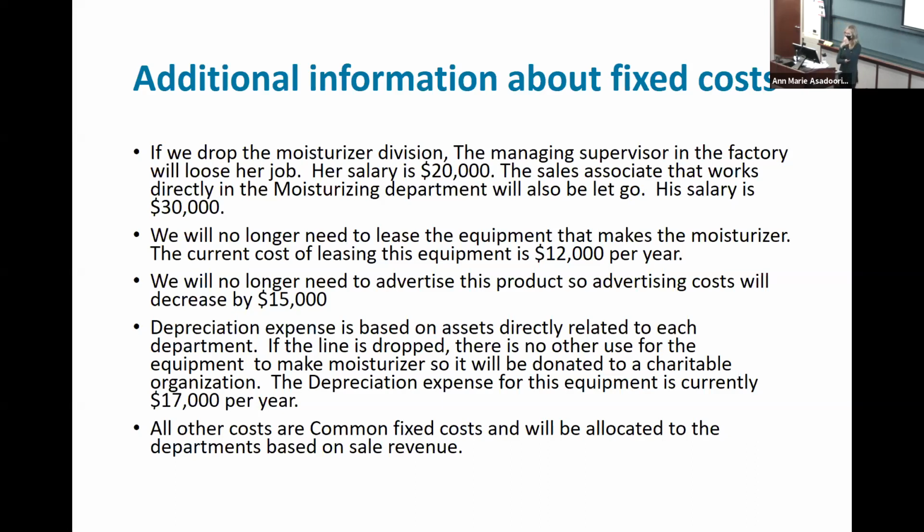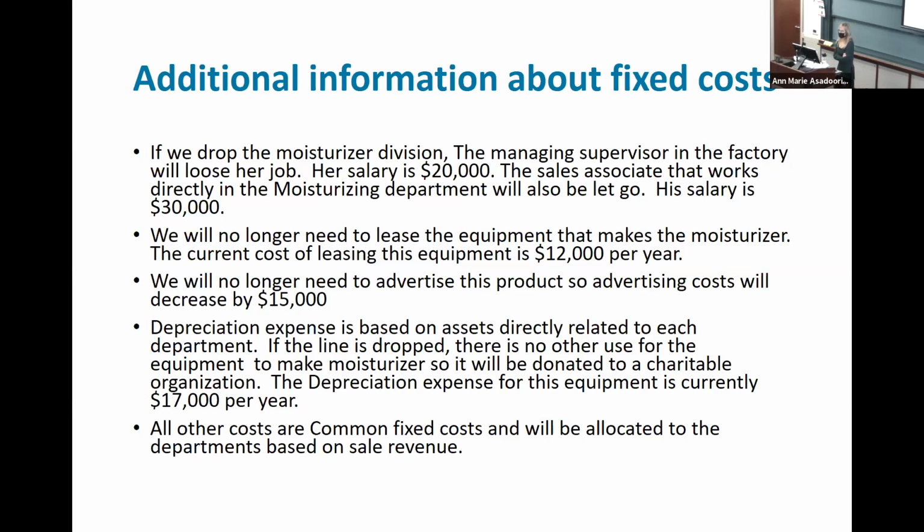Eliminate it. All right, so we no longer need to lease the equipment that makes the moisturizer. The current cost of leasing this equipment is $12,000 per year. Is that avoidable? Yes, right? If I'm no longer making moisturizer, I do not need to lease that machine. That is going to save me $12,000. Right, we no longer need to advertise this product, so advertising will decrease by $15,000. Avoidable? Yes, right, that's real dollar savings here.